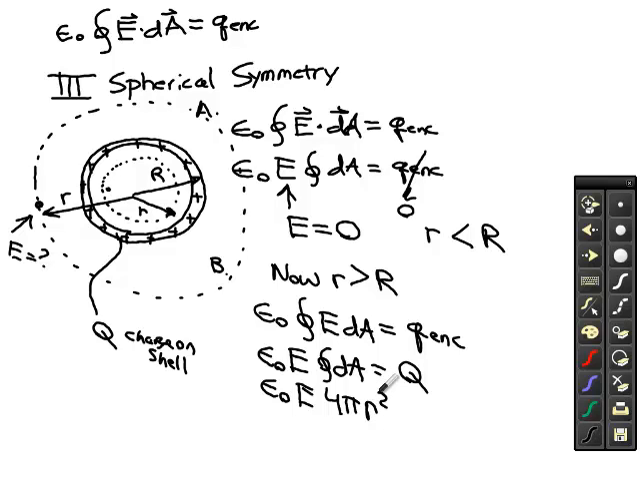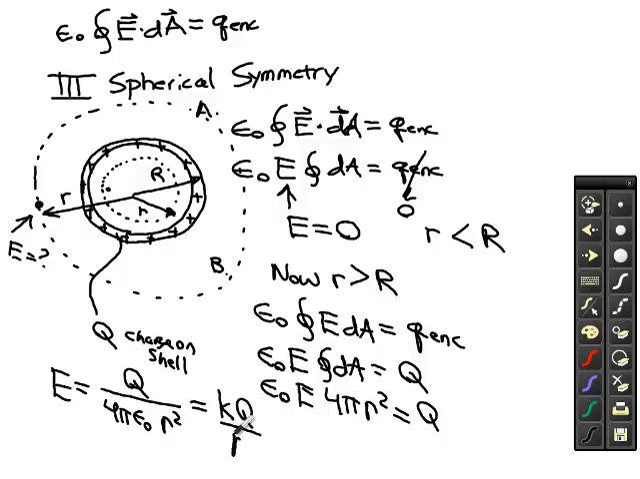Okay, r squared equals q. So if I solve this for E, which is what I'm after, I get q over 4 pi epsilon naught r squared. Sometimes, instead of saying 1 over 4 pi epsilon naught, we have said k. No problem.